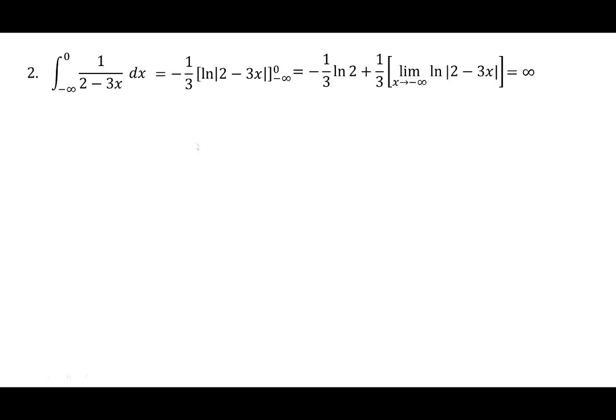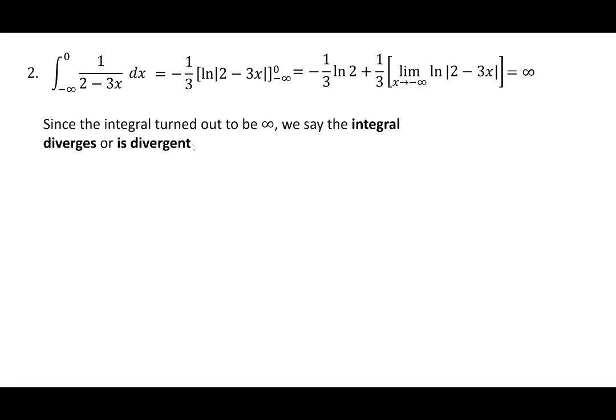So what can we say? We can say that the integral is divergent, or the integral diverges, because when we evaluated this improper integral, we got an infinity as the answer. So that means we say the integral diverges. Cool. All right.